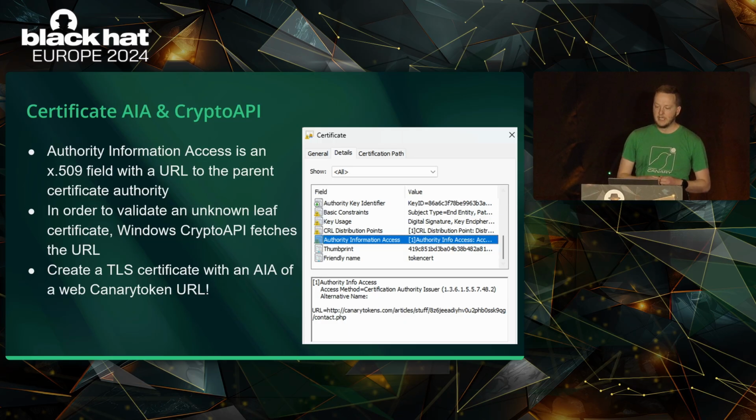What's really cute is you can just shove a Canary token URL in there, and then when that certificate is validated on the endpoint, it goes and reaches out for Canary tokens, and then that triggers the alert. And so we'll see that this is a primitive we use for a couple of our tokens to get information on the attacker side.